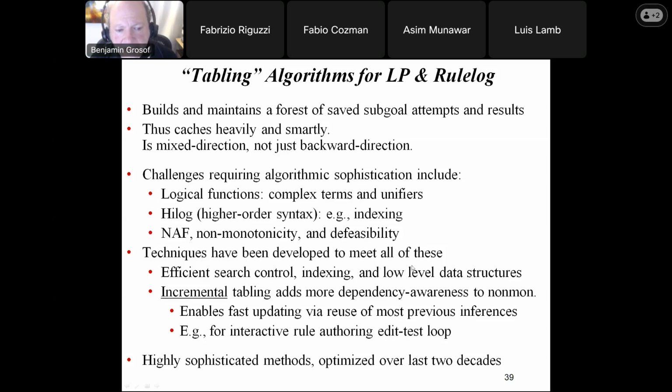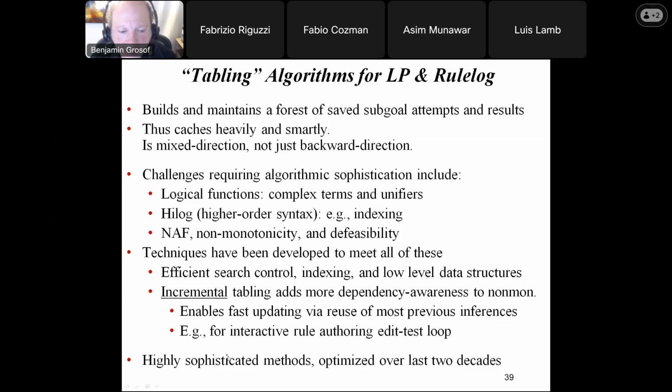So techniques have been developed to meet all of these, that do efficient control of search, efficient indexing, and efficient low-level data structures. For example, they are dependency aware when updating a set of assertions and then querying against the new iterate of the set of assertions, without having to throw away most of your previous inference results, and therefore being able to do fast updating, including having the edit-test loop when doing rule authoring or rule debugging be at interactive response time.